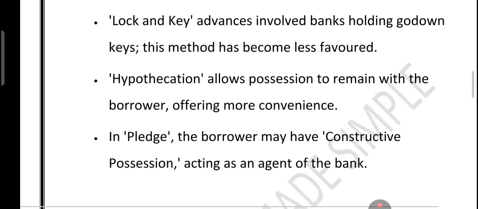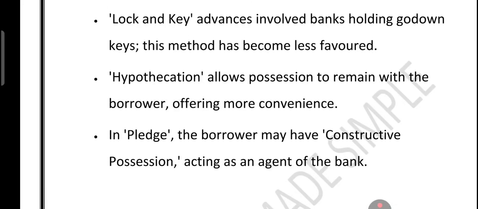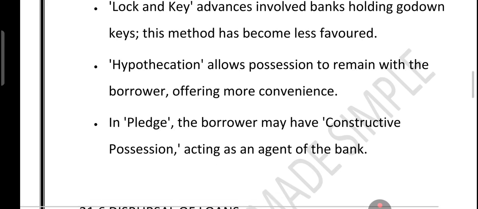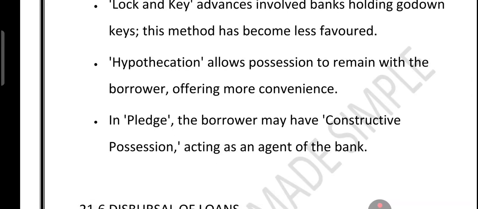Hypothecation has become more common. Here the borrower keeps the stock but promises not to misuse it. This is more flexible and convenient, especially for working capital loans. Hypothecation, right? So the borrower keeps the stock but promises not to misuse it.